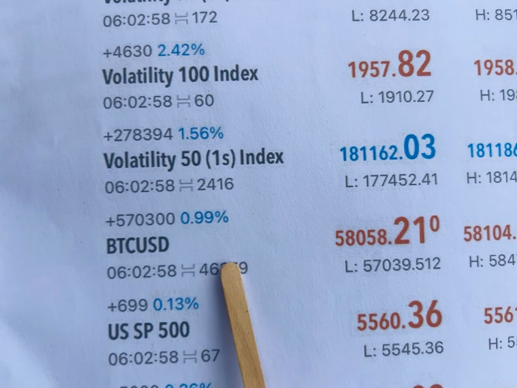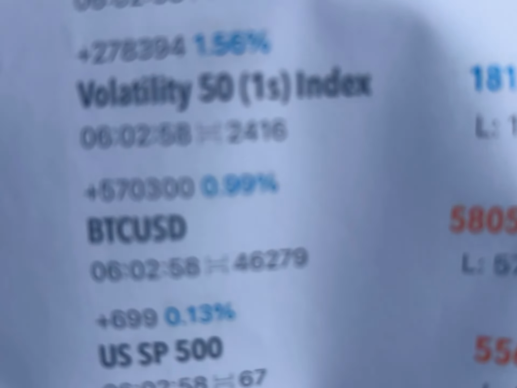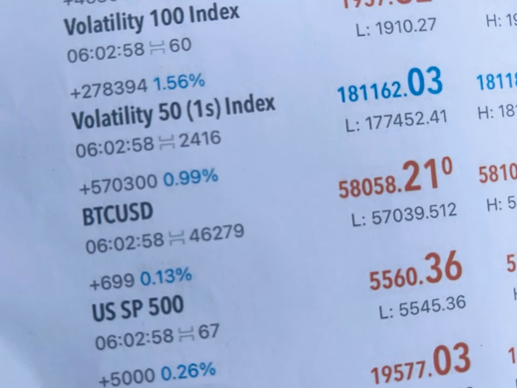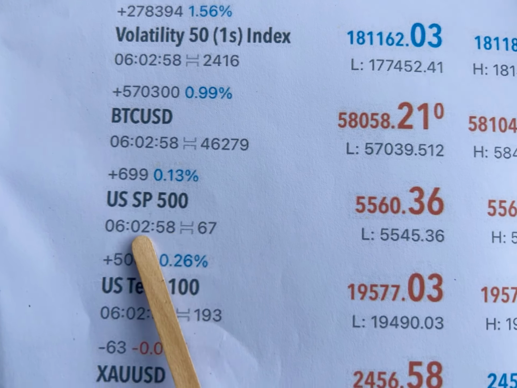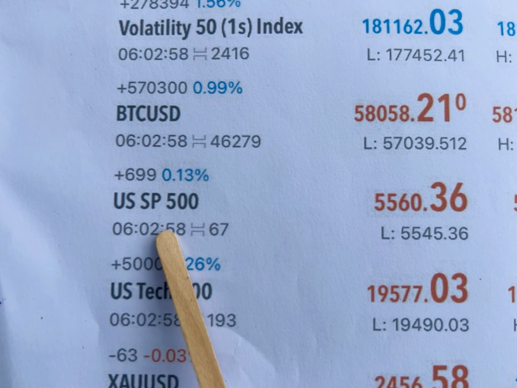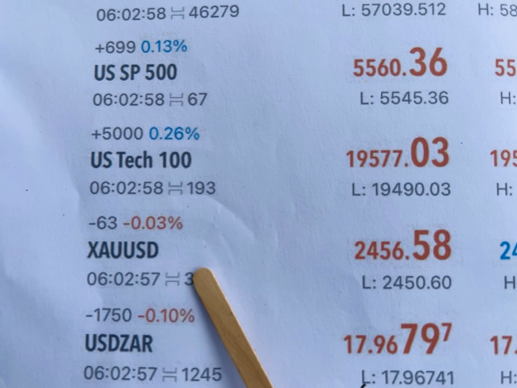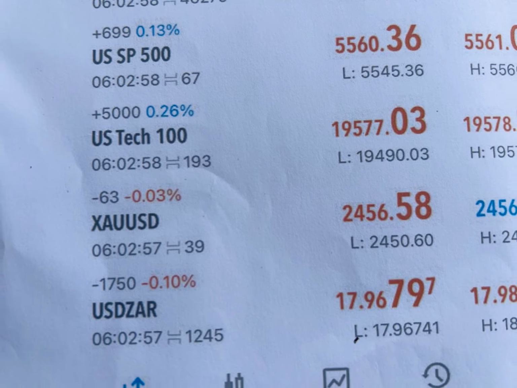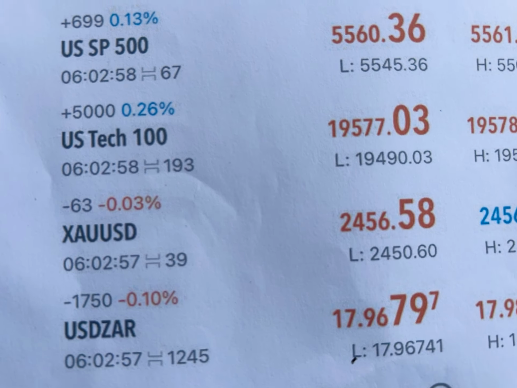I know some of you are confused. Why Bitcoin? Okay. Maybe you're not confused, or maybe you are. Bitcoin is an expensive asset, same as the US SP 500. US tech is Nasdaq, and we also have gold. USD ZAR is an asset that you should stay away from trading.